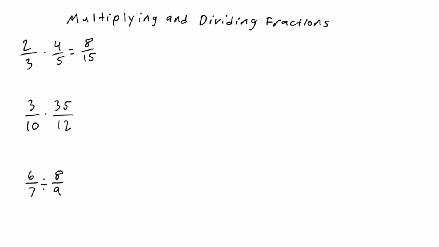So, 3 over 12. Well, 3 and 12 can both be divided by 3. 3 divided by 3 is 1. 12 divided by 3 is 4. So it makes those the new numbers there.